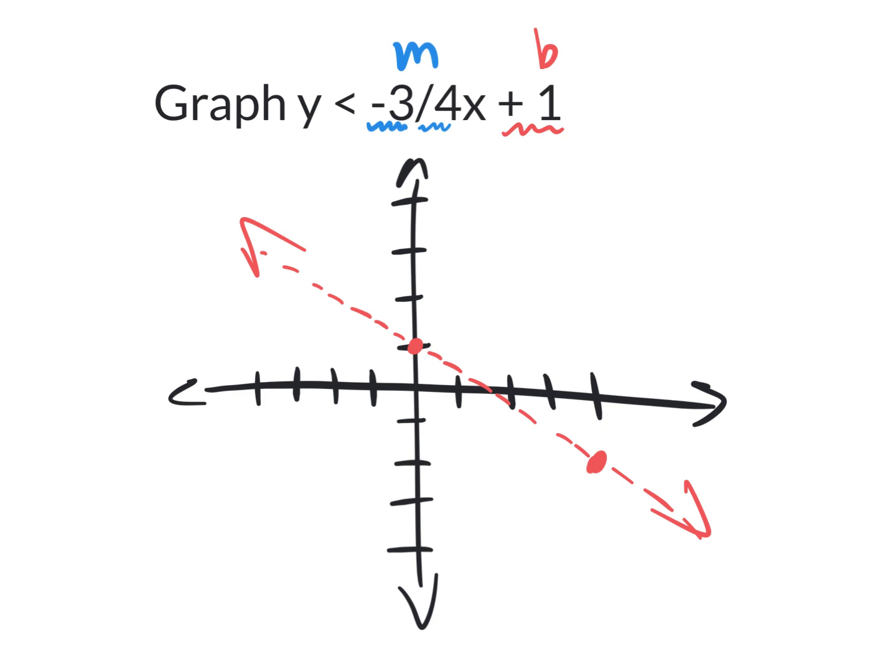Now, second part, do I need to shade above or below this line? What do you guys say? Above or below? Below. Now, why is that? If y is by itself, you're saying y is less than. Okay, here's the y-axis. Is it less than going up or is it less than going down? Going down. So that's why less than means for you to shade below. So we shade everything that's below that red dotted line. Okay, and you'll be able to identify that on the final.